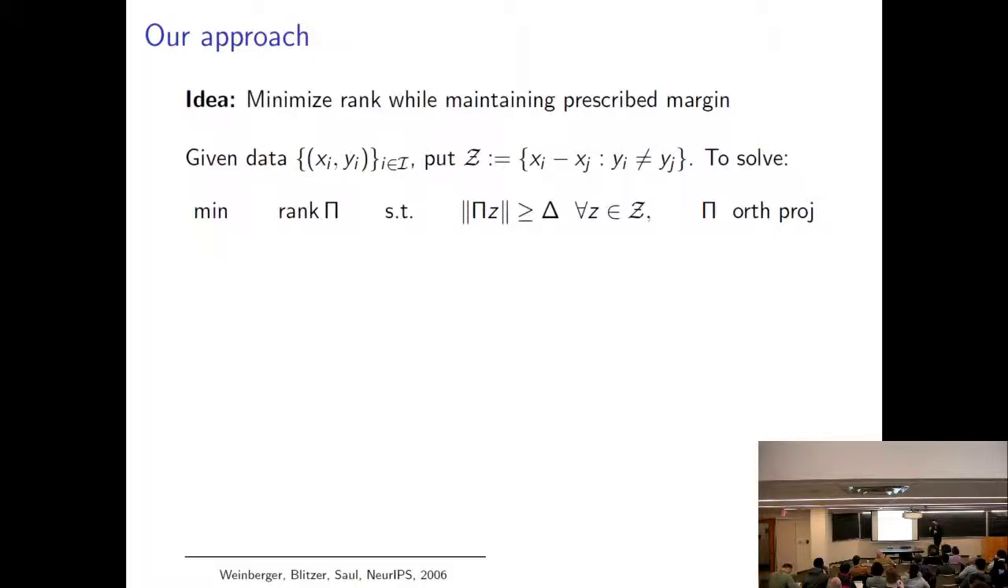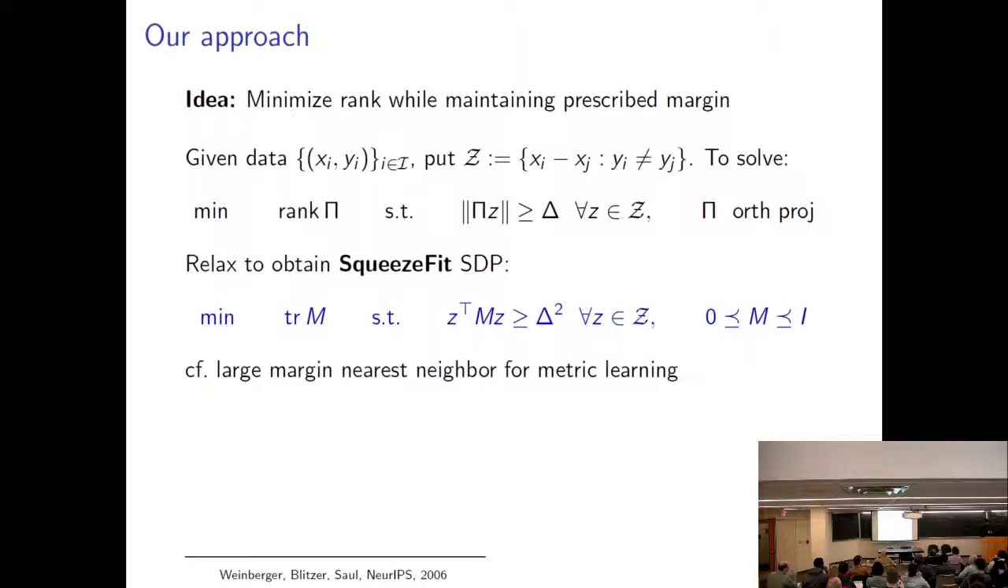That's the game. I don't know if you ever tried to minimize rank before. It's not fun. So instead, we relax. It's the thing you're supposed to do. And the relaxation is SqueezeFit. First, we observe that over all orthogonal projections, rank is trace. So we do that move. And then we relax the feasibility region to be any positive semidefinite matrix that's smaller than the identity. And this is the same as that.